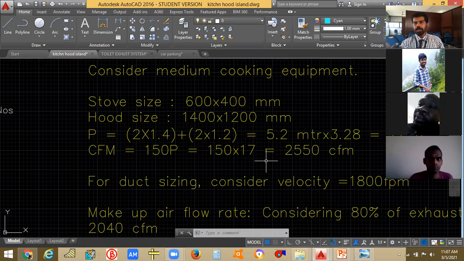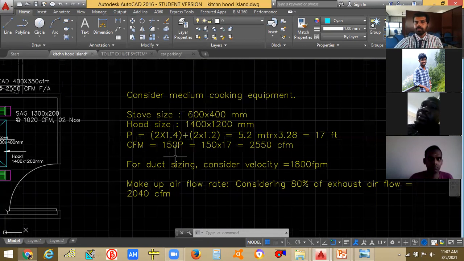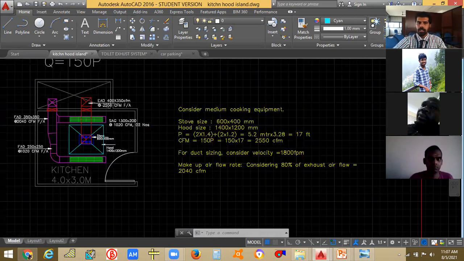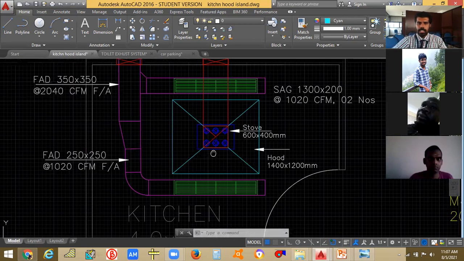Then you multiply that perimeter with the CFM factor, 150 or 100 or 200 according to your application. You will be getting the CFM. When you get the CFM, just go to the duct sizer software and give that CFM and its velocity. You will be getting the duct size. So the next one is duct size.